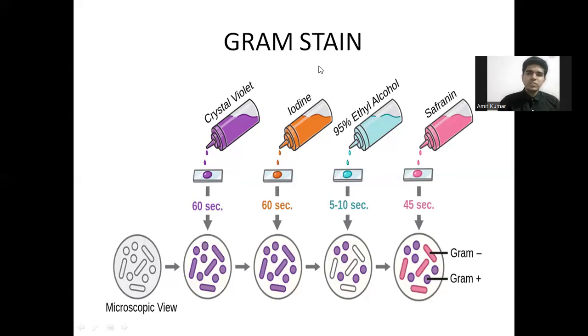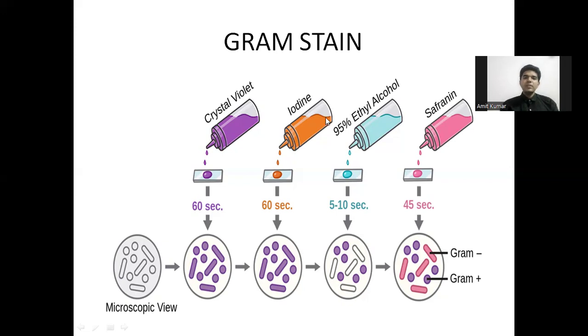So, hello students. Today's topic is gram stain. Okay, gram stain is very important from the exam point of view, the practical exam point of view actually. So, gram stain is a differential type of staining. Why is it called a differential type of staining? Because it differentiates bacteria into two categories, that is gram positive bacteria and gram negative bacteria.